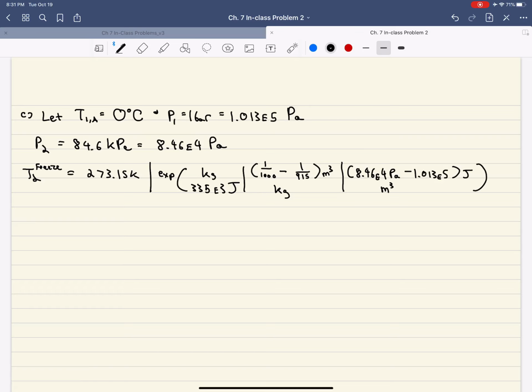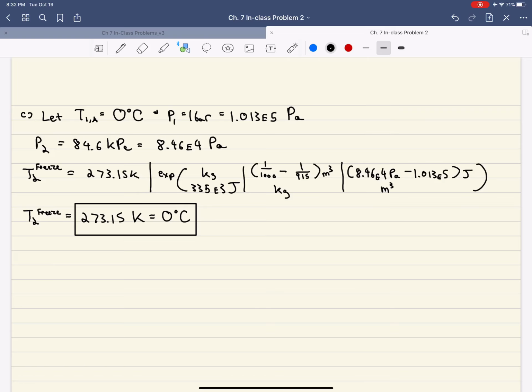Once we plug those values in, the terms inside of the exponential are very small, almost close to 0. And with an exponential of 0, that gives us about 1. And so we find that our new freezing point at this reduced pressure is essentially the same as the old freezing point, 0 degrees Celsius. So we find that the freezing point of water is a very weak function of pressure.